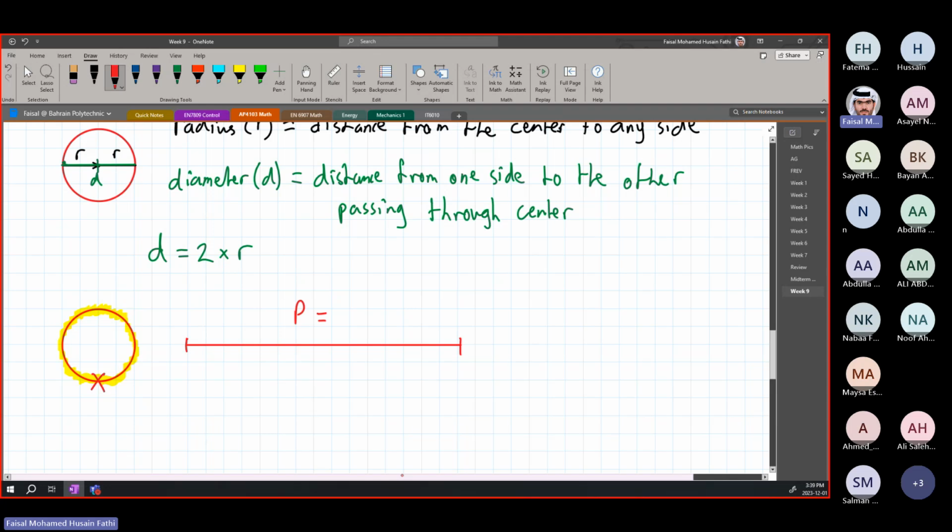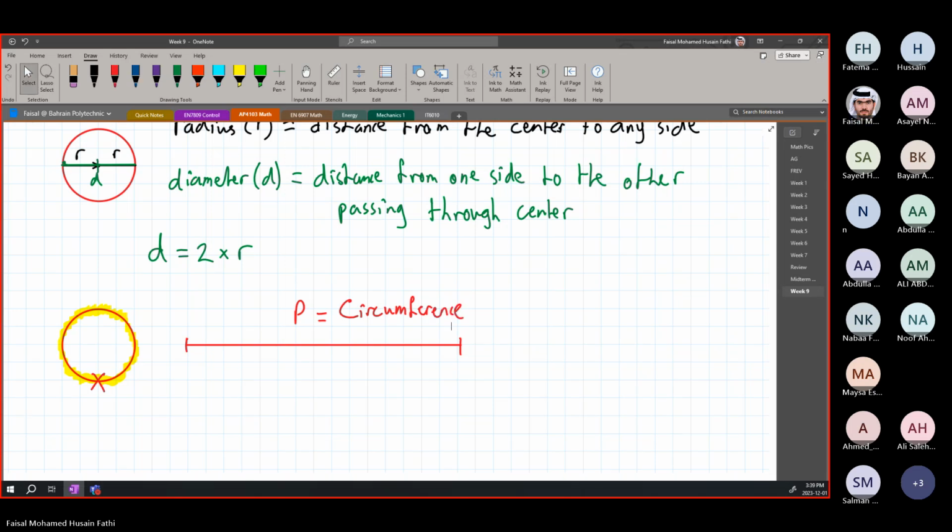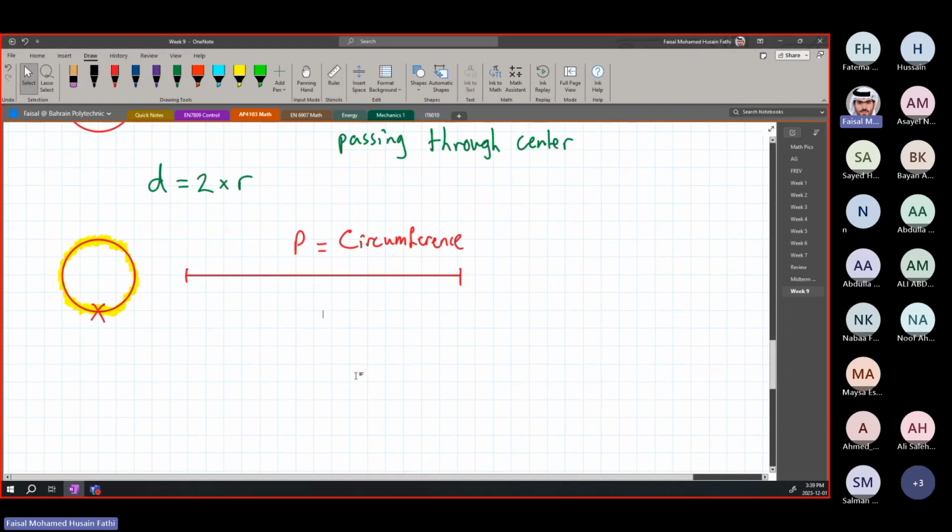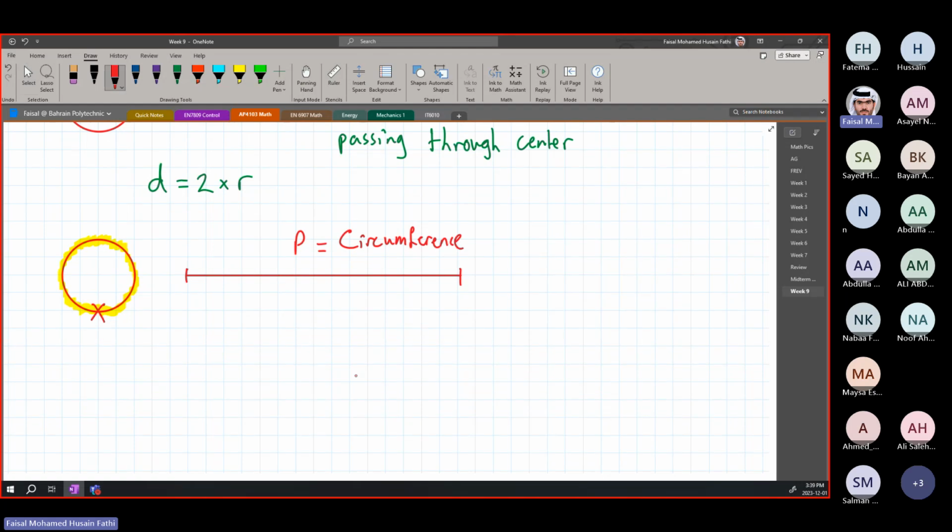In the case of a circle, this is called the circumference. So the perimeter of a circle is called the circumference. And what is the value of the circumference? The value of the circumference is equal to pi times d, where d is the diameter. So the circumference, C, is equal to pi times d.